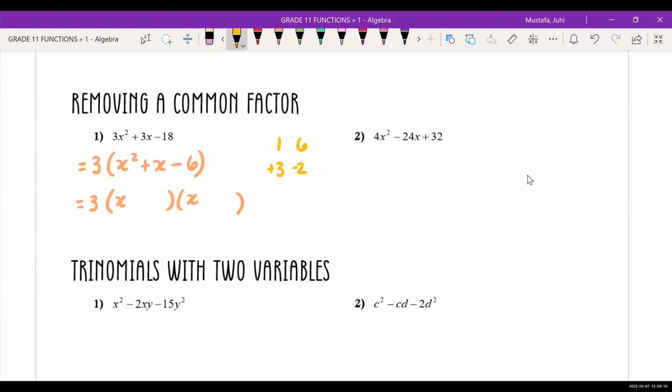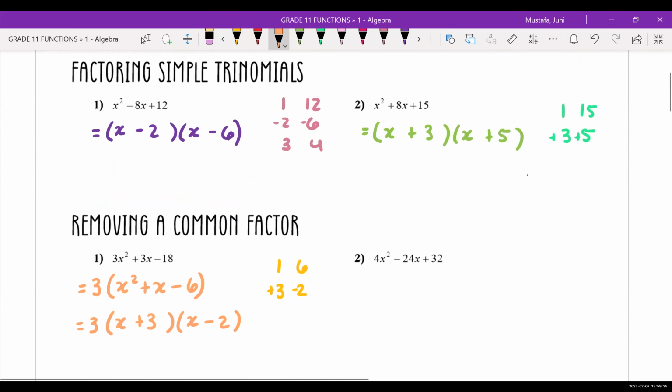Positive 3 minus 2. Let's see if it makes sense. Positive 3 minus 2 is positive 1, and positive 3 times negative 2 is negative 6. So those numbers make sense. And so we're thinking it's going to be x plus 3, x minus 2. And you could go ahead and FOIL them to see if this is actually correct. Okay, go ahead and try question number 4, and then just look up when you're done, see if you get the same answer as I do.